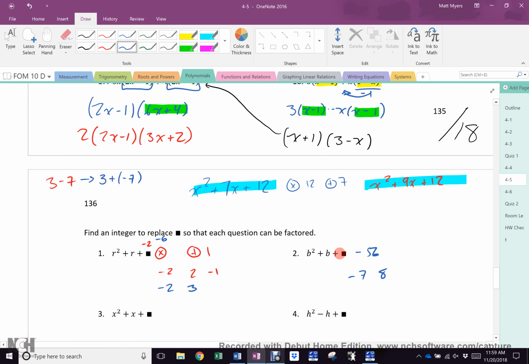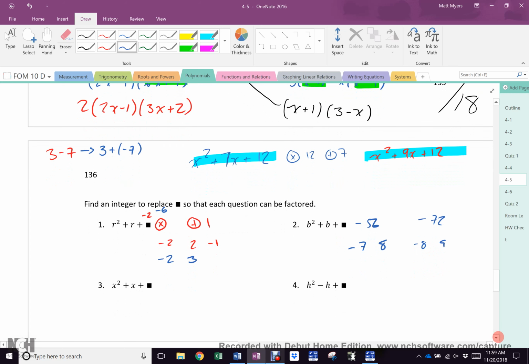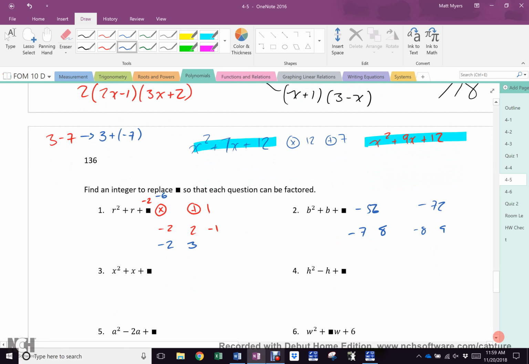Negative 72. Oh, right, okay, because it would be negative 8 and 9. Everybody good? Yeah. All right. What differs in 3? Nothing. So give me another number that could go there. Negative 110? Why? Because 11 and negative 10. Everybody good? What's different in 4?